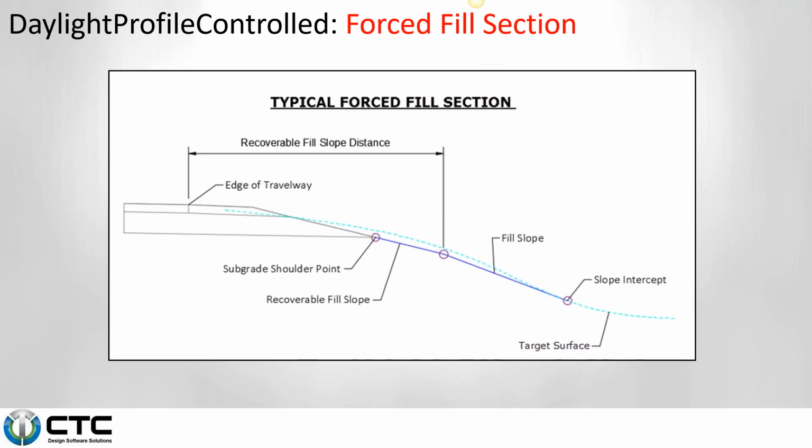Here is a forced fill section in there. It came through and it says, well, I'm below, but I forced it to find the slope intercept. It found it. Again, it will throw an error if it does not find an actual slope intercept.